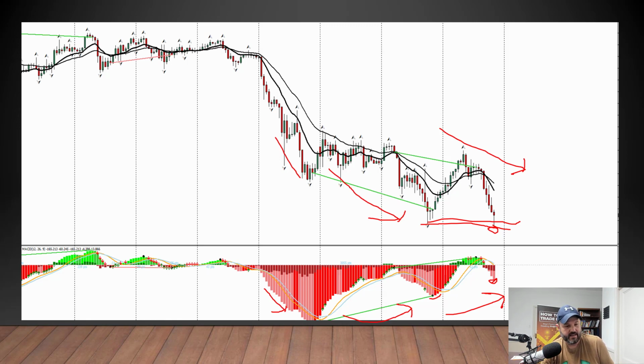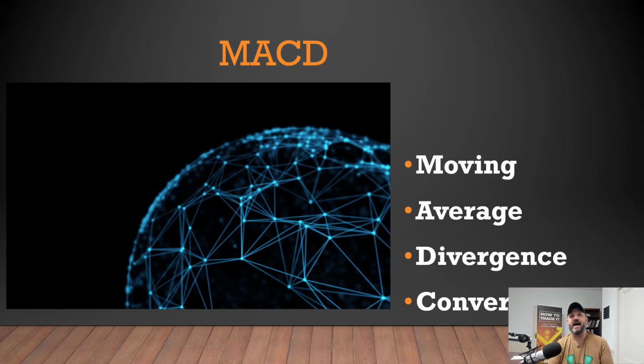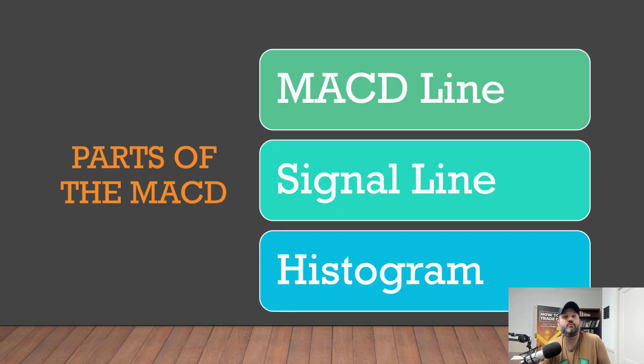right? So again, just to recap, we have the MACD, the Moving Average Convergence Divergence, MACD indicator. And the great thing about a MACD is it tells you a lot of information. That's why it's a lot of traders' favorite indicators. So now we're going to break down the indicator, and we're going to talk about certain parts of the MACD.